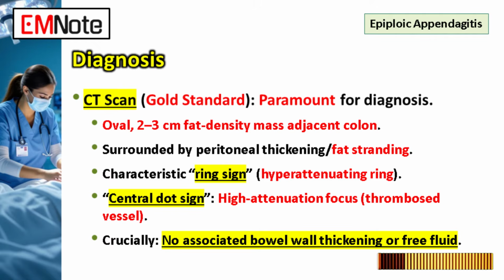All right, the CT scan. This is where we can really nail the diagnosis. What are the specific pathognomonic signs we need to recognize? You're looking for a characteristic cluster of findings.